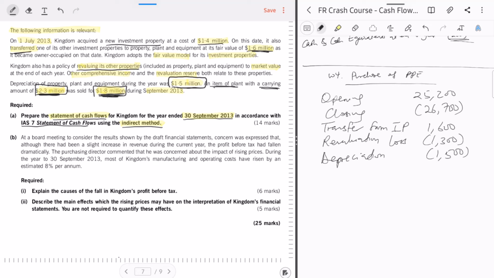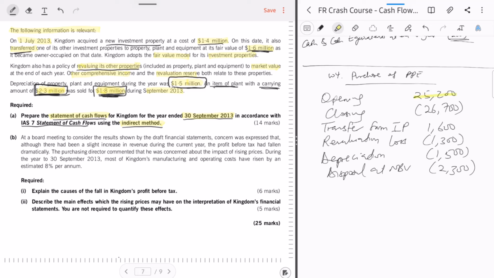Then an item of plant with a carrying amount of 2.3 was sold for 1.8. So if it was carrying value of 2.3 was disposed of, then I need to also take out disposal at net book value or carrying value. The figure was 2.3, right? So simple. Let me just sum this up to find out how much PPE was purchased during the year.